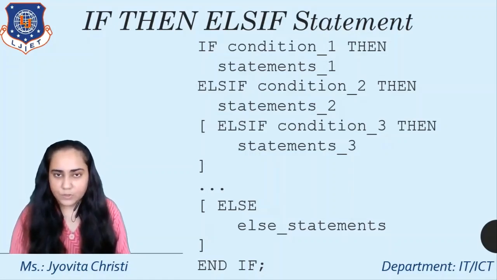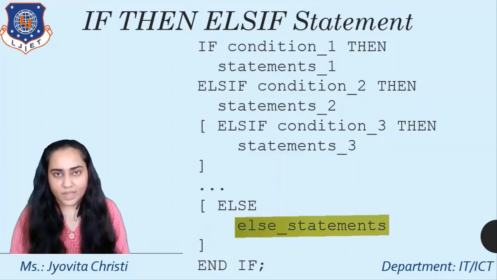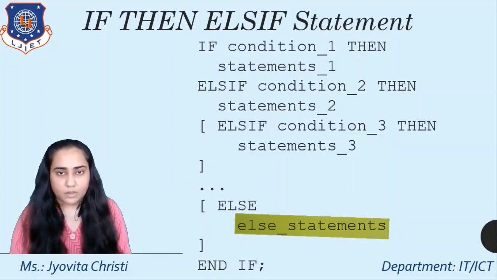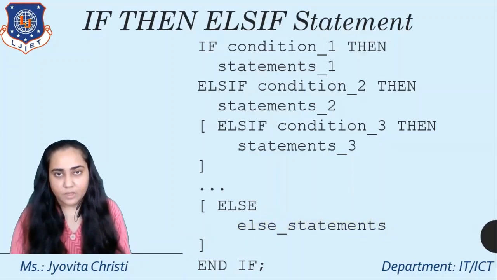And if no condition is true, then the else statements between the else and end if will execute. In case you skip the else clause and no condition is true, then the if then else if will do nothing. Let's understand all this better with a practical example.